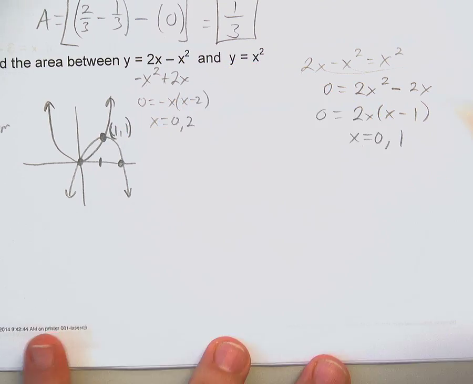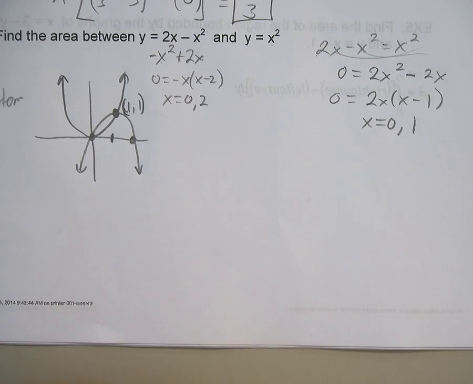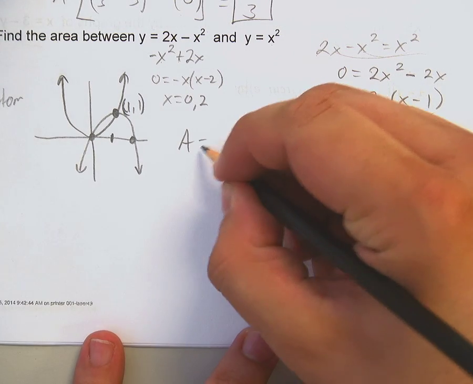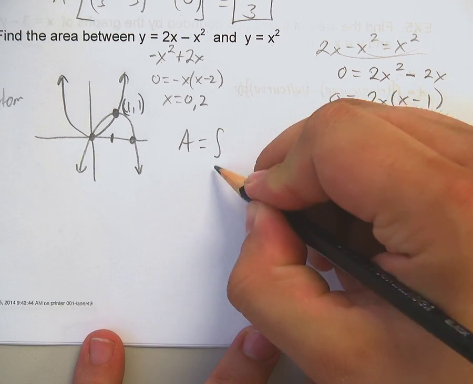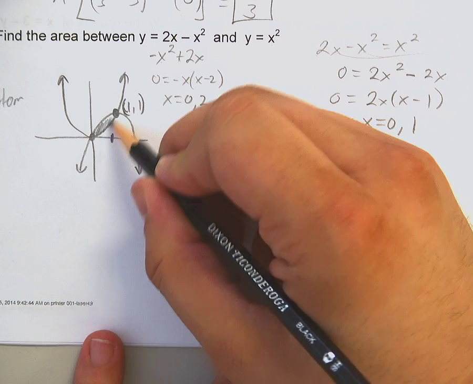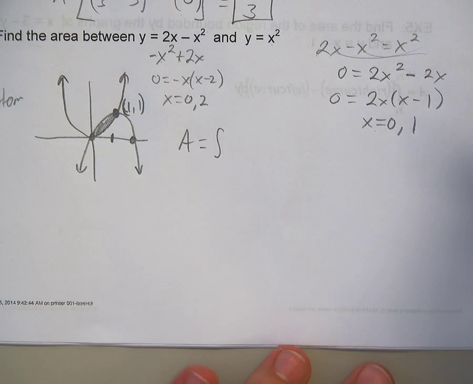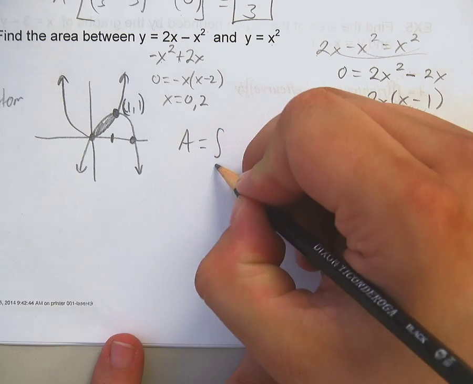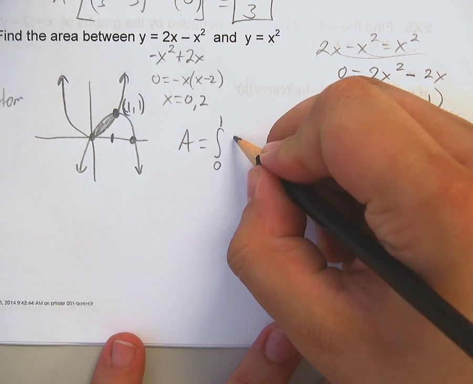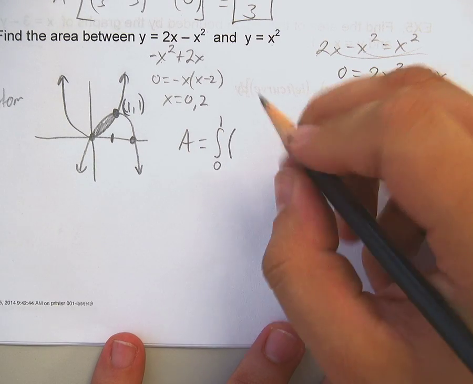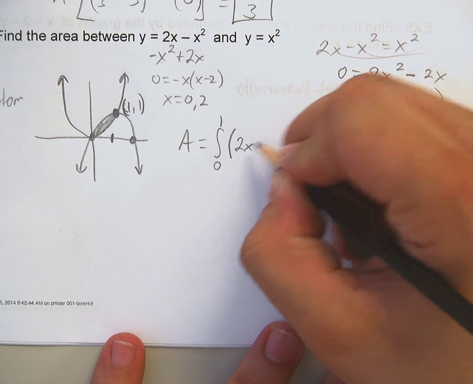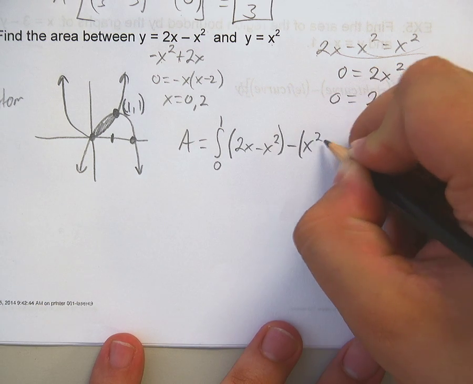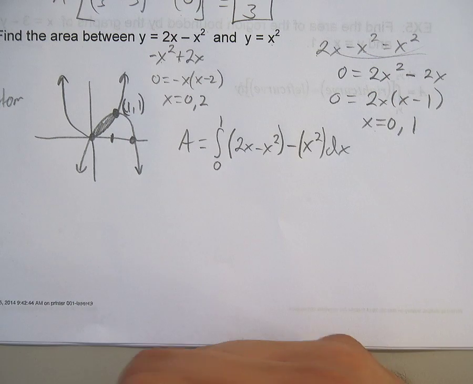That's the hard part, figuring out where these two graphs meet. The rest of it, piece of cake, piece of calculus cake. Area is going to be the integral from, and I want this region right here, the integral from 0 to 1. Where is it going from? Where is it going to? All right, and then I'm going to set this thing up here. It's going to be 2x minus x squared minus x squared dx.